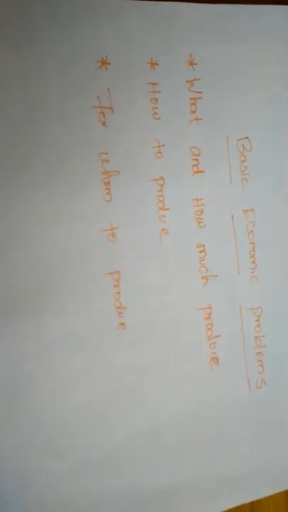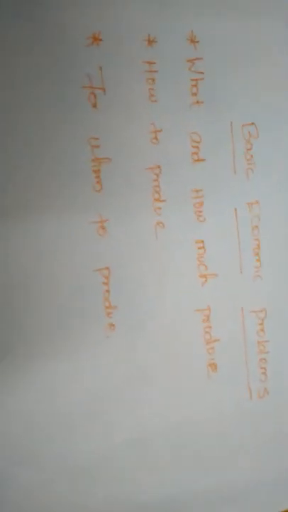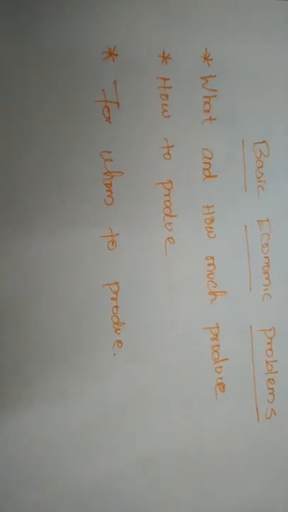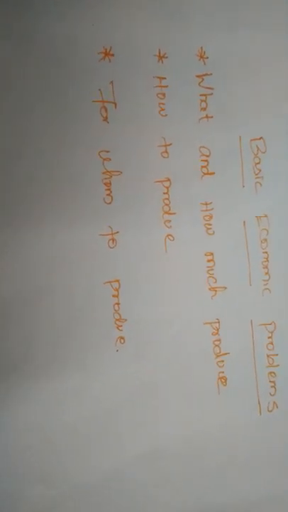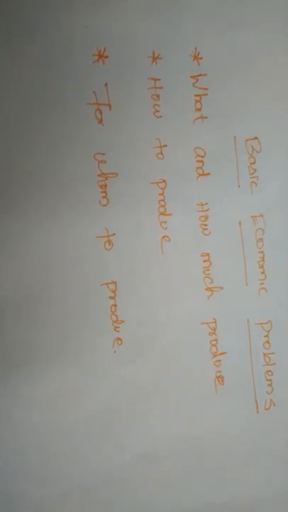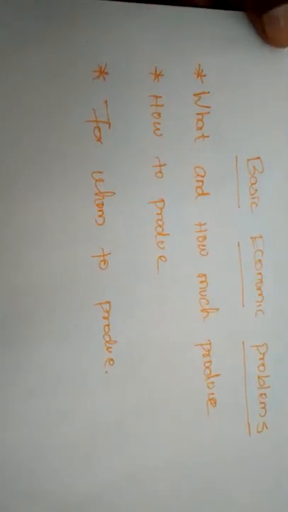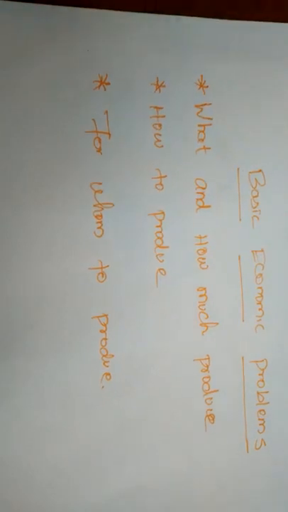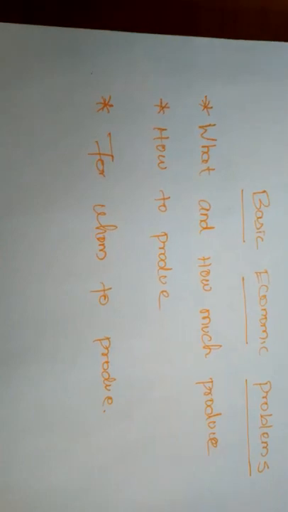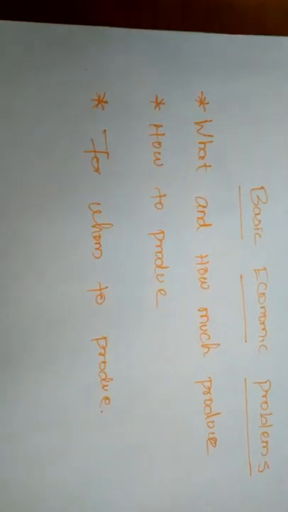Having unlimited wants is human behavior, it is nature, so we can't change human wants. The nations only have to make the effort to satisfy consumer wants. In these basic economic problems, the first problem, with limited resources and unlimited wants, is that we must know the size of production, what and how much to produce.